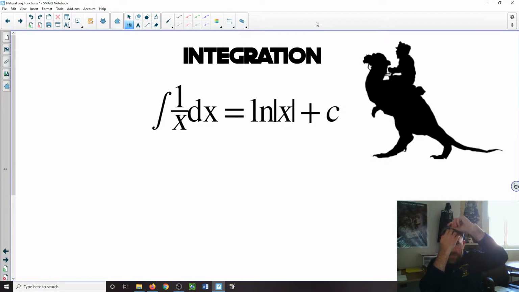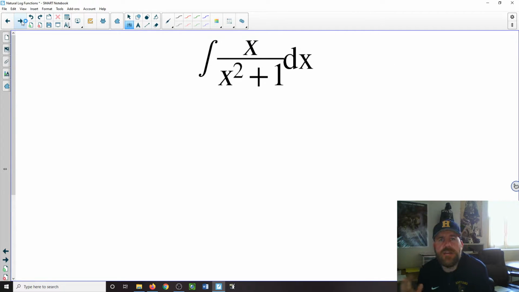So let's take a look at some integration dealing with natural logs. The integral of 1 over x dx is equivalent to the natural log of the absolute value of x. We've got to have the absolute values here, plus c. All right, so we're going to do two examples.